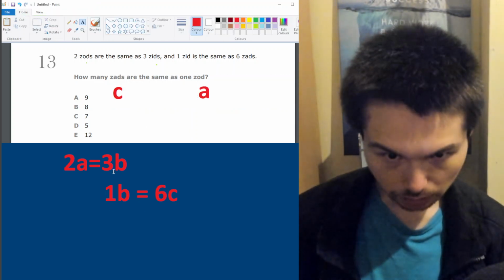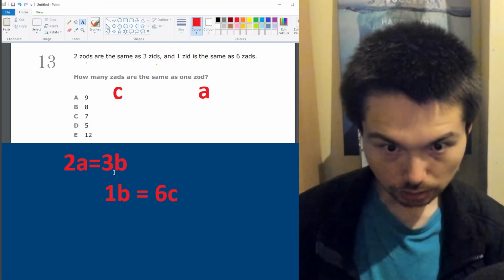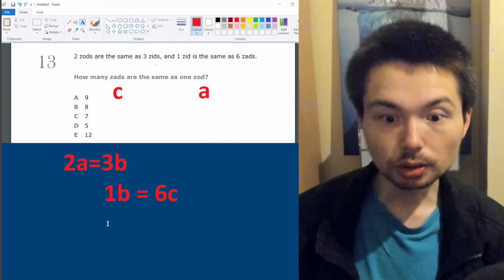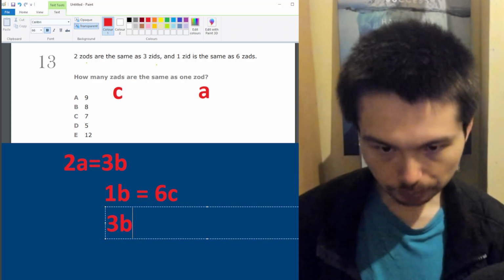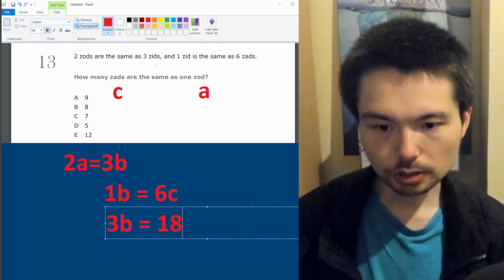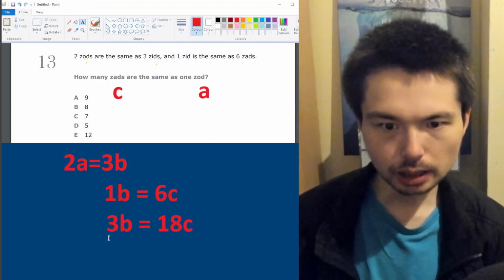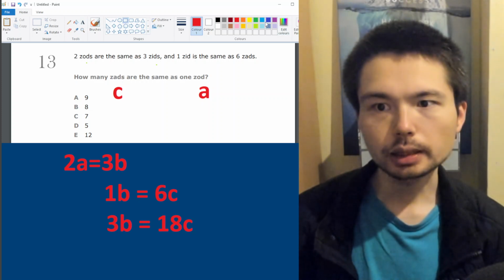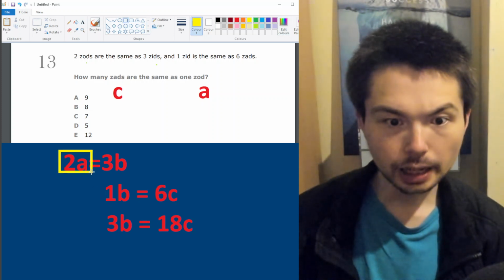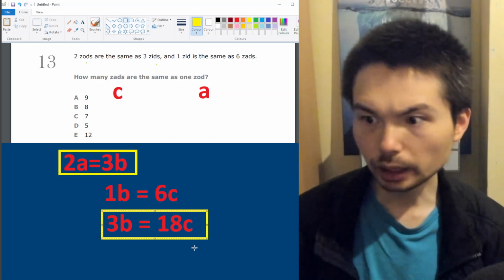There we go. Okay, let's look at this bit. Can you see with both sentences? That's the thing that's in common. So 1b is equal to 6c. So 3b is equal to how many? 18c. Now, can you see, because they're the same, this line and that line are the same.